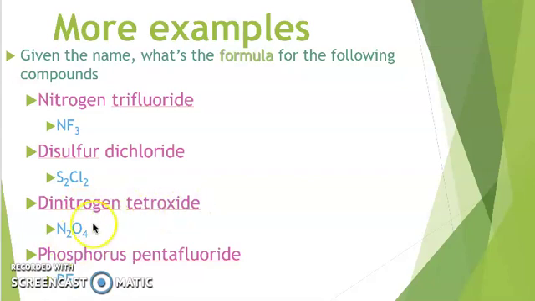Dinitrogen tetroxide, 2 nitrogens, N2. Tetraoxide, 4 oxygens, N2O4. Phosphorus pentafluoride. Again, there's no prefix on the phosphorus, so I'm assuming there's just one, so I have P. Penta, if I look it up, if I need to, is 5 fluorines, so PF5.